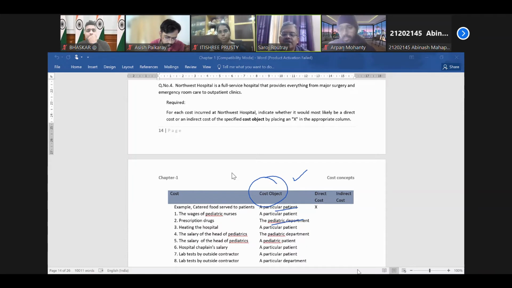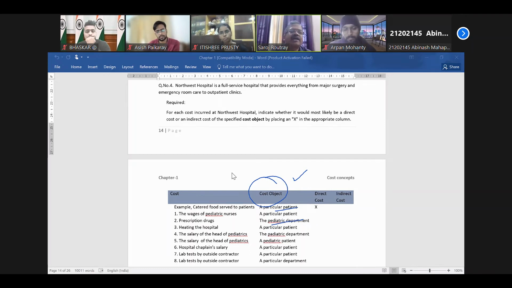You can divide it on the basis of patient hours. There is a concept called patient hours: the number of patients, and the number of days or hours they stay in the hospital. The moment you use a basis, that becomes an indirect cost. If you can identify, then it's a direct cost. If you can't identify and you allocate it using a basis, then it's an indirect cost. Here in this case, I am seeing it as an indirect cost.